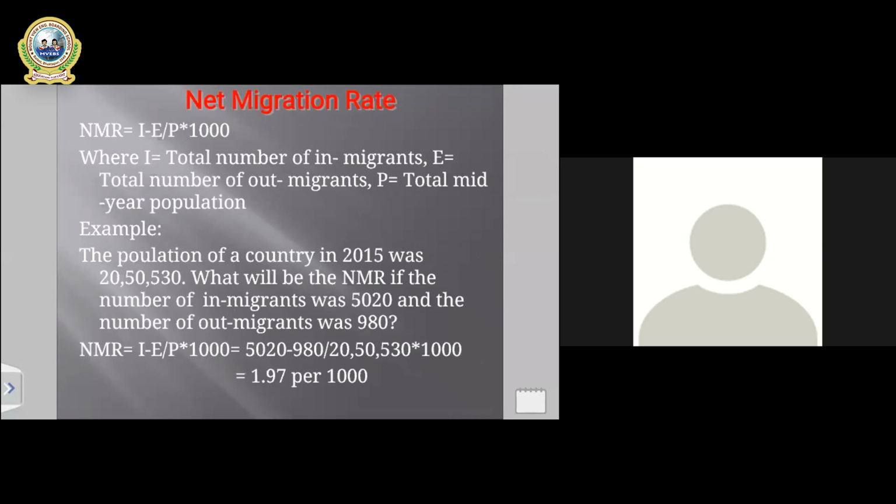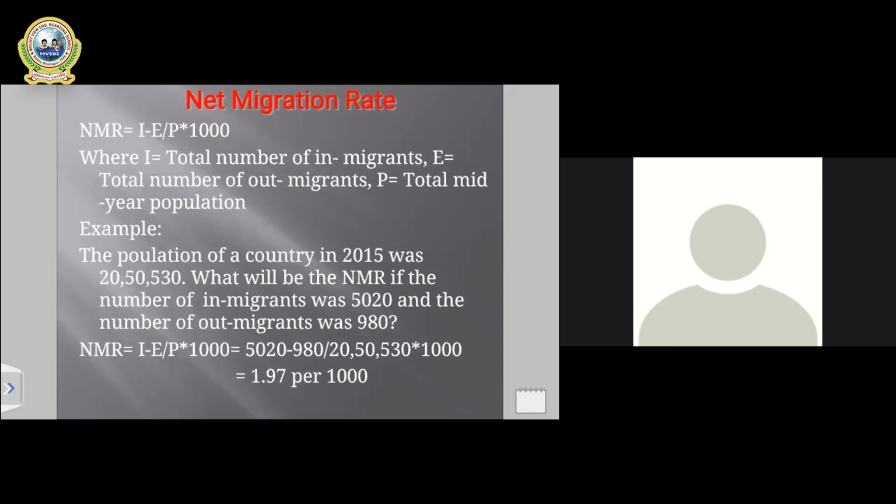Now, first of all, let's start from the formula of NMR. NMR equals I minus E, capital E, divided by capital P, multiplied by 1000. Once again, my dear students, capital I minus, we have to subtract capital E, divided by P, multiplied by 1000.